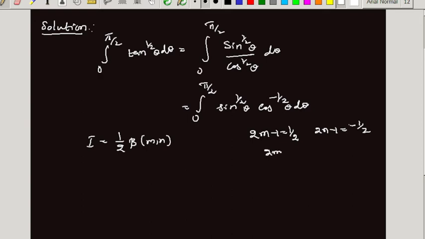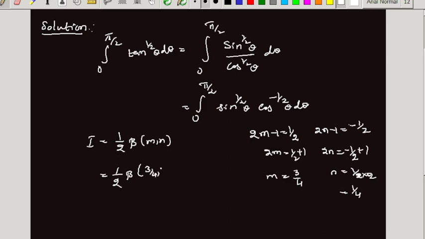So here we modify this one, 1 by 2 plus 1, 3 by 2, and m can be written as 3 by 4, and here 2n is minus 1 by 2, bring the minus 1 to the right hand side, it becomes plus 1. If we add this one we get 1 by 2, and this 2 if we bring it to the right hand side it becomes 1 by 4. So here n is 1 by 4. This is the form of 1 by 2 beta of m is 3 by 4, n is 1 by 4.